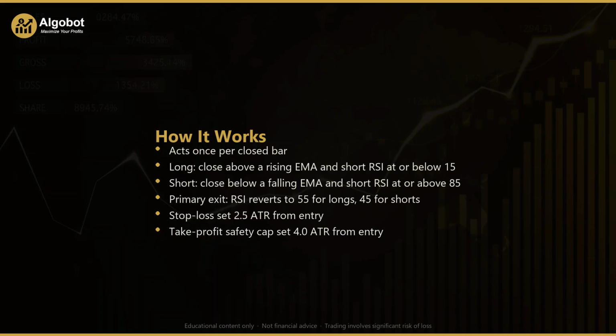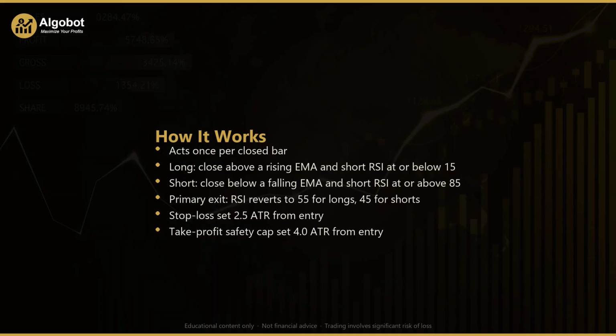The short entry is the mirror image. The close must be below the exponential moving average. The average must be falling, and the short relative strength index must have climbed to or above the overbought level, which is 100 minus the oversold setting, so 85 by default. That combination describes a brief rally inside a downtrend, and the strategy signals a sell.